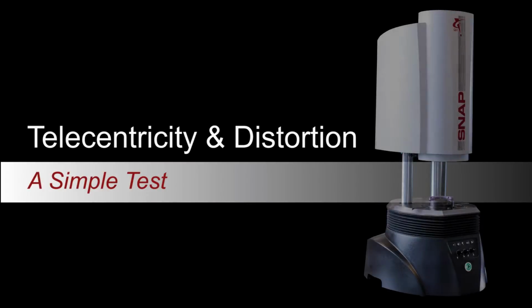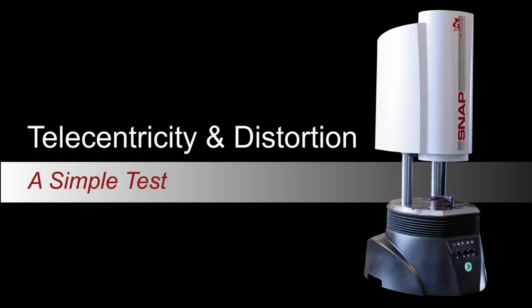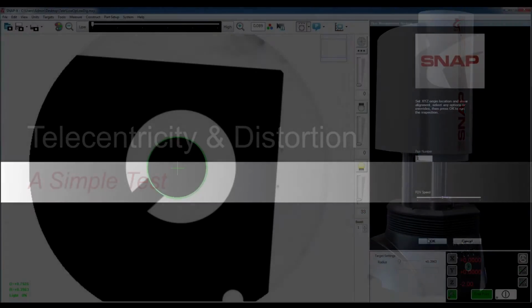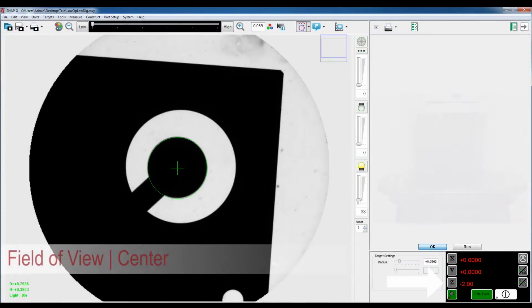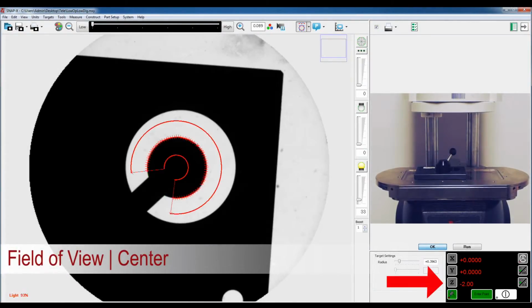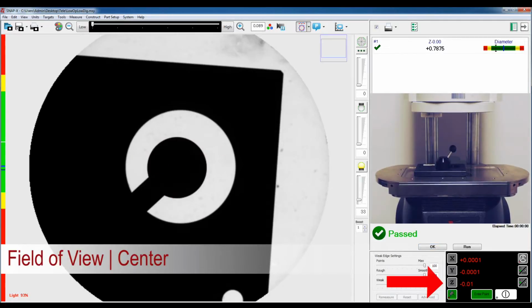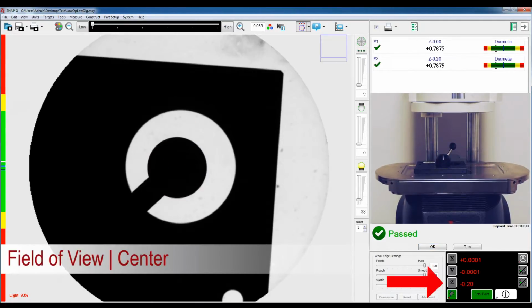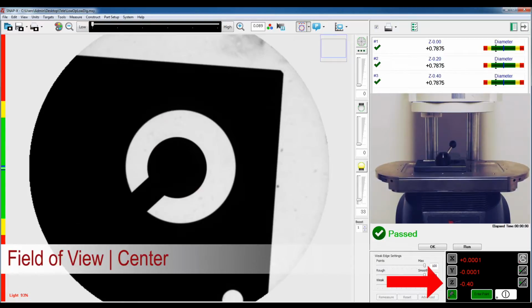A simple test. This video shows a QVI snap measuring a standard calibration sphere that is commonly used to calibrate coordinate measuring machines. We use this artifact as it is traceable and reasonably common in the manufacturing world. The sphere is positioned on the stage in the center of the field of view at optimum focus and measured using the system's edge detection.